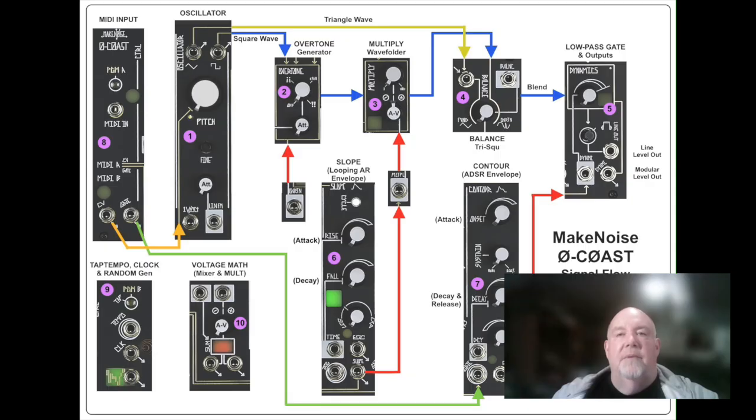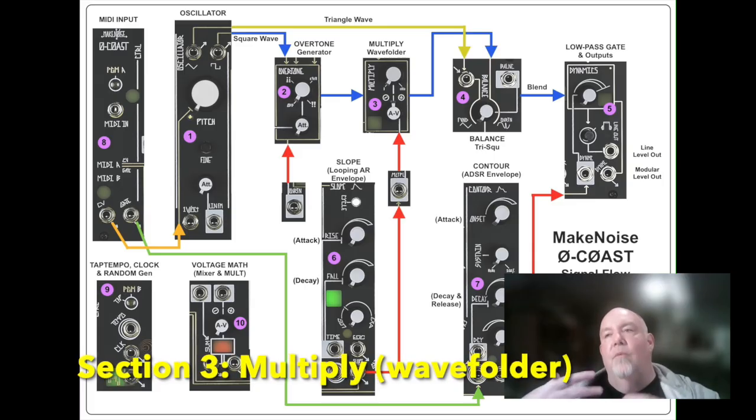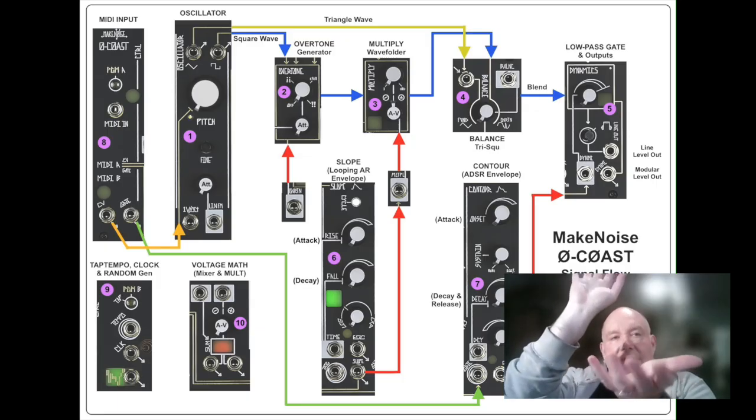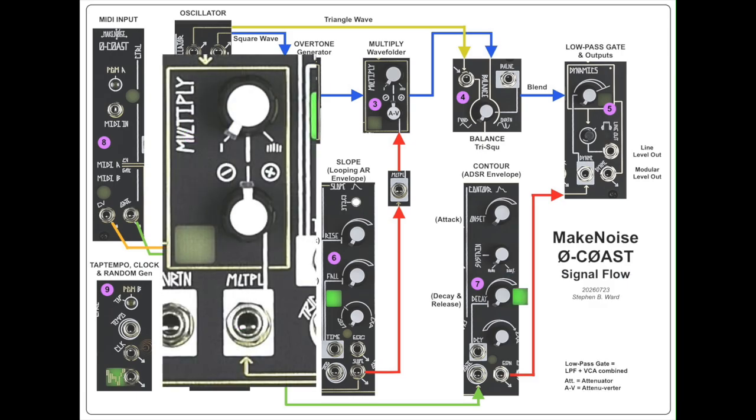Now, the next thing that happens is the signal passes to section 3, which is called multiply. This is a kind of wavefolder circuit that adds more harmonics, not by clipping, but by folding the peaks and troughs of the waveform into themselves, and that's going to create a richer wave with more harmonic content. The multiply knob has a control signal input as well that's normally fed by the slope generator. You can patch a different signal in at that jack if you want to.